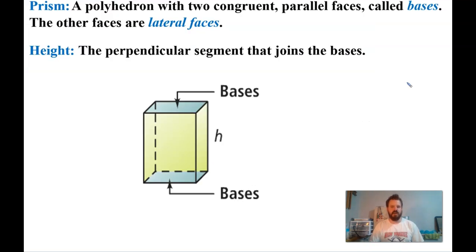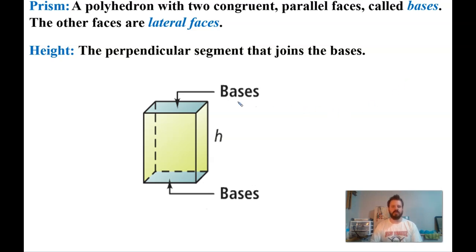All right, let's start off by talking about a prism. I'm going to say a prism is a polyhedron. Polyhedron just means, we'll say 3D shape. Okay, so a polyhedron with two congruent parallel faces called the bases, and the other faces are the lateral faces.